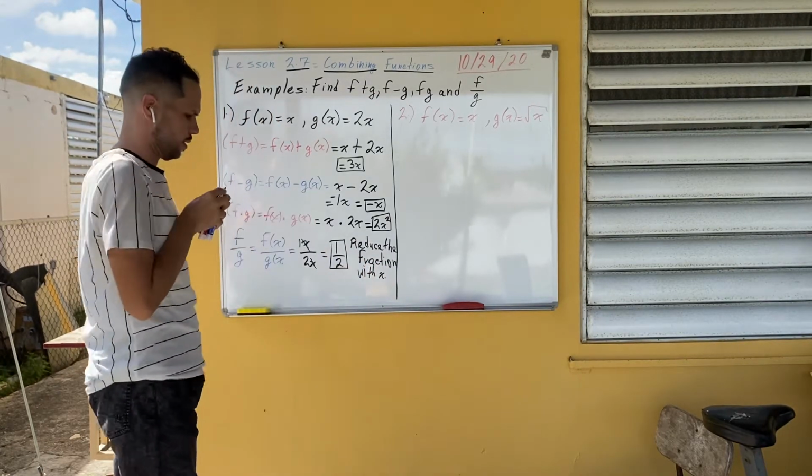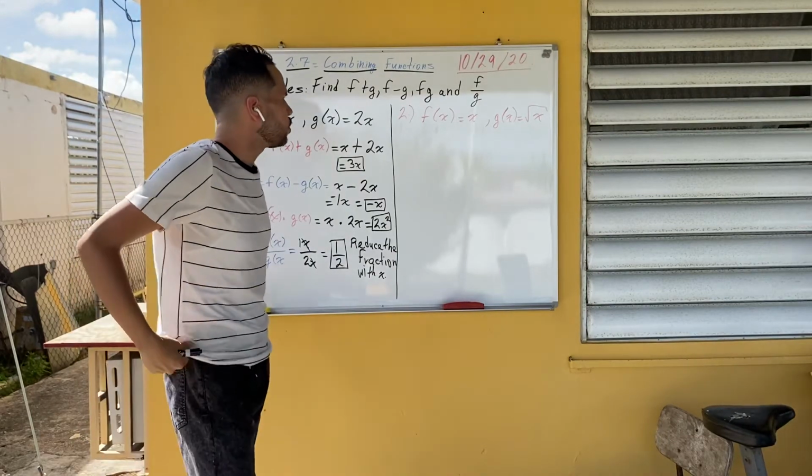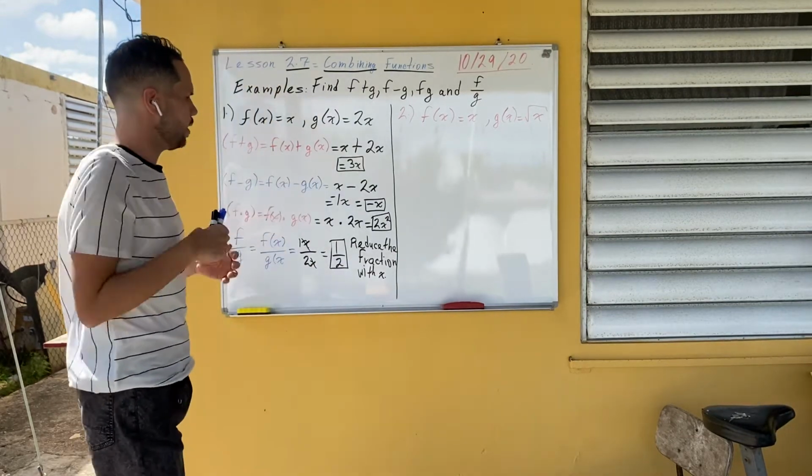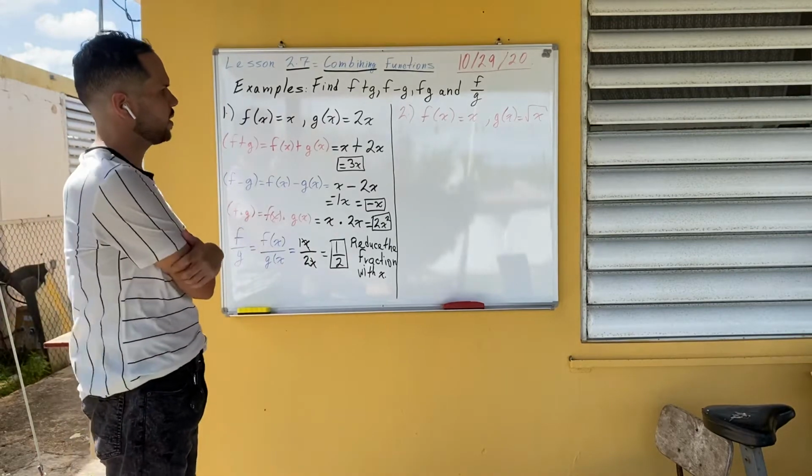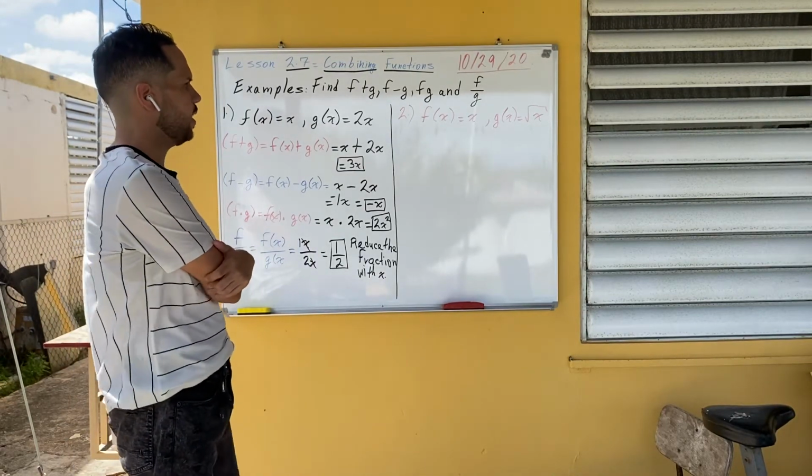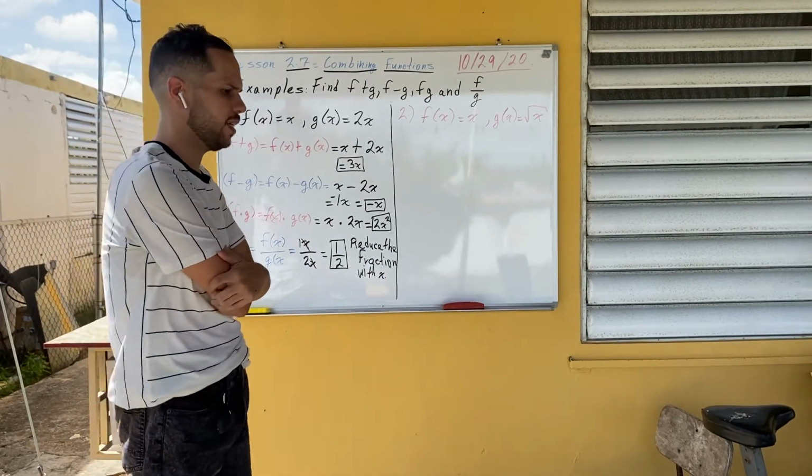Okay. So here we have problem 1. Now we're going to go with problem 2. Problem 2 says f of x equals x, and g of x equals the square root of x. So let's see how we do it.